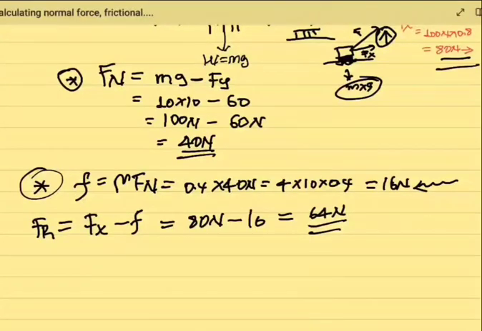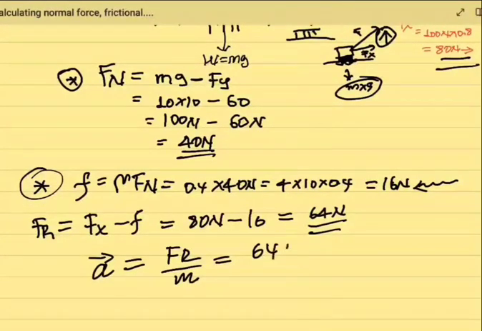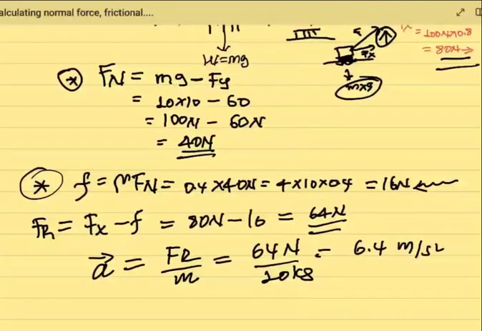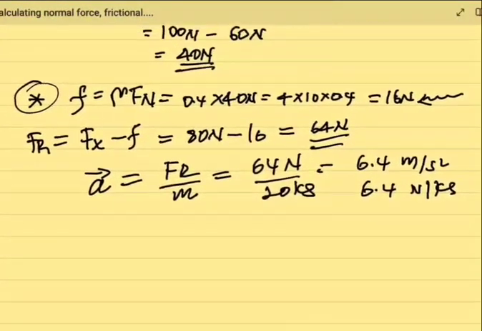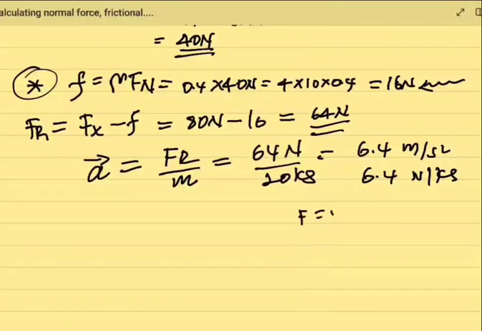Now let's get the acceleration. According to Newton's second law, the acceleration is the resultant force divided by the mass. The resultant force is 64 Newton and the mass is 10 kg, so this is equal to 6.4 meter per second square. You can also say 6.4 Newton per kg. Newton's second law states that the resultant force is the mass times acceleration.